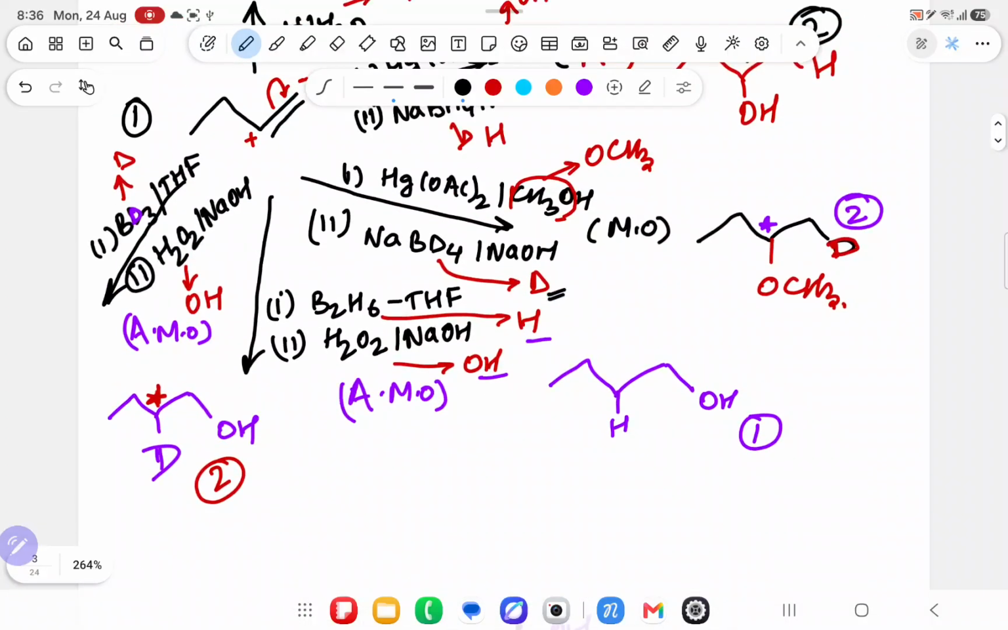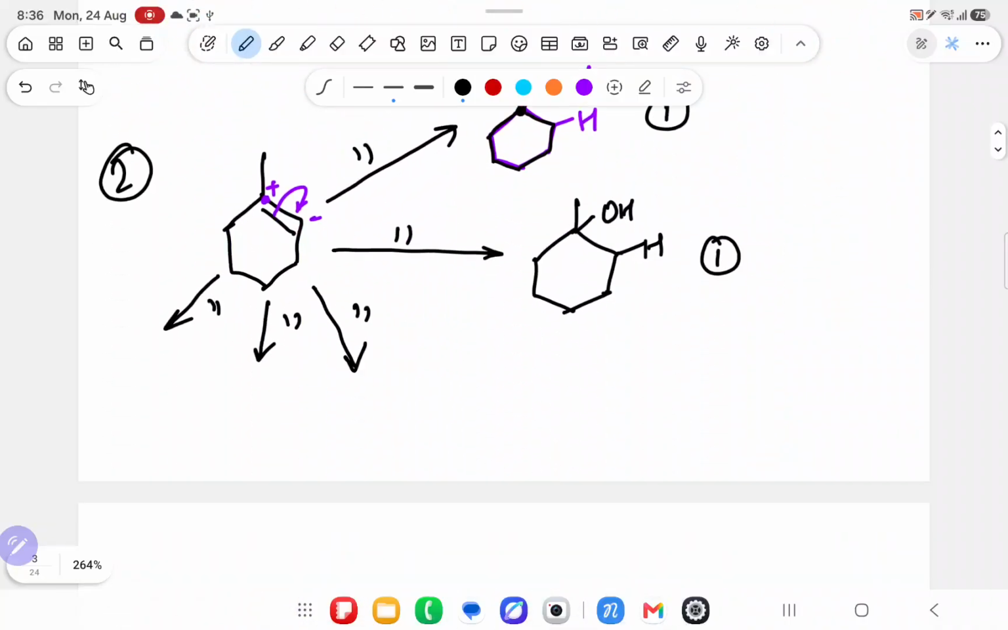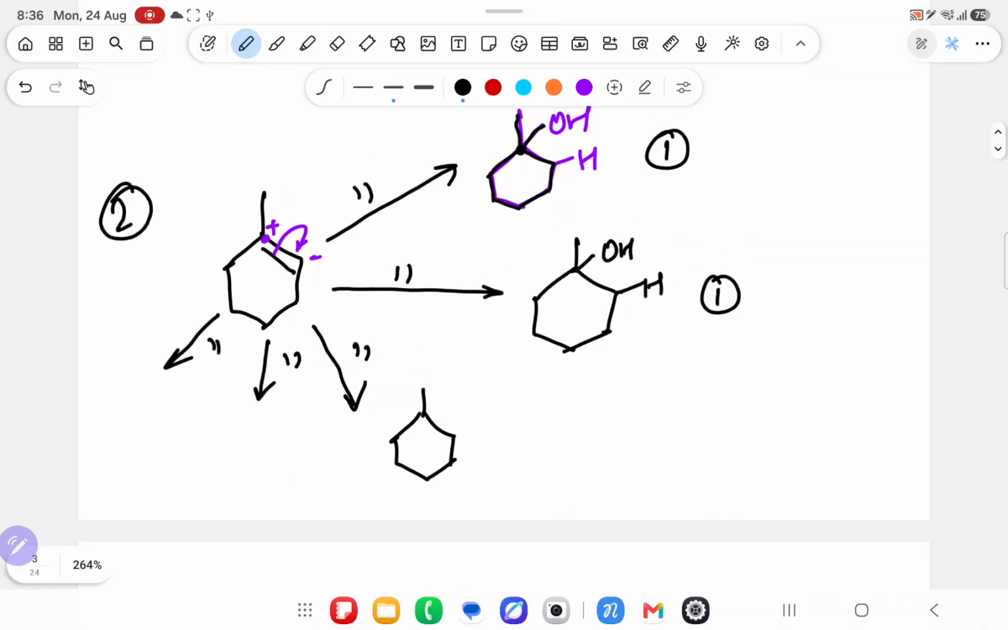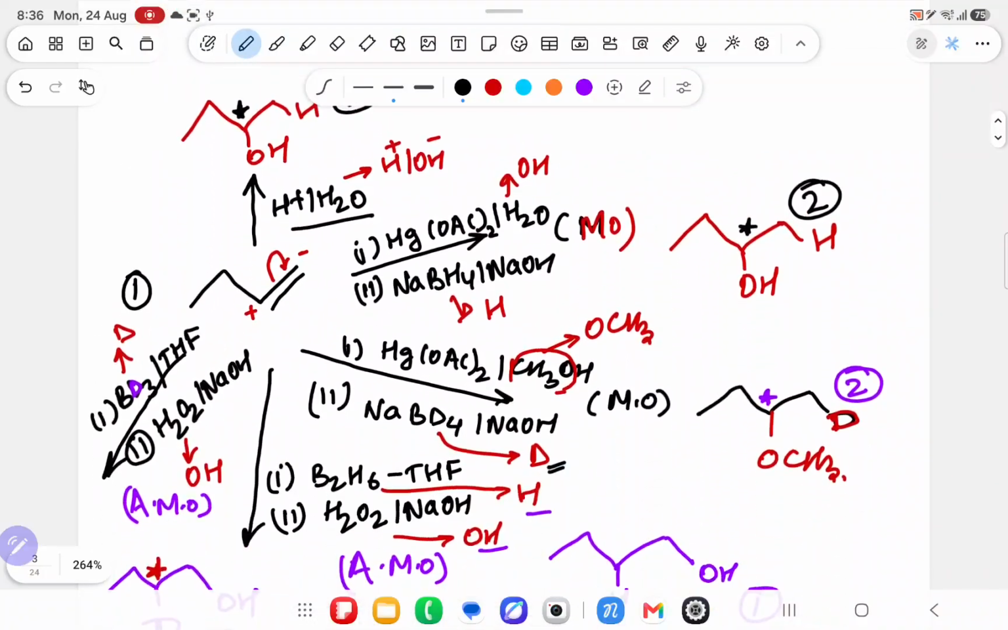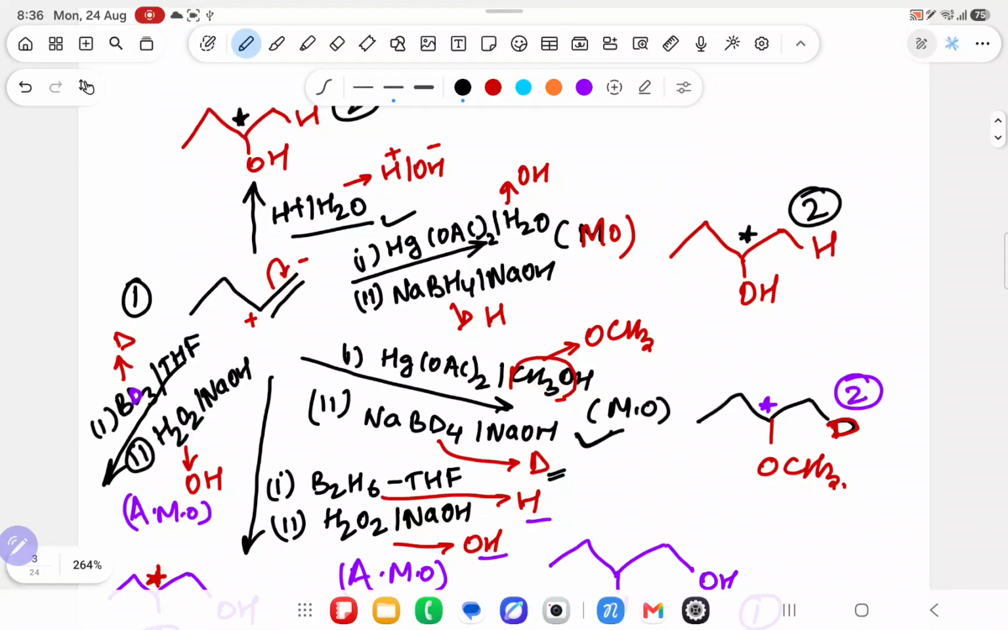Third reagent I have taken, B2H6, H and OH, but by anti-Markovnikov's rule. Anti-Markovnikov's rule means opposite to that. Over here, what is coming? 1, 2, 3, 4, 5. Third one is what? Sorry. Third one is this one. This I have written as the first one, this is the second one, and this one is the third one.